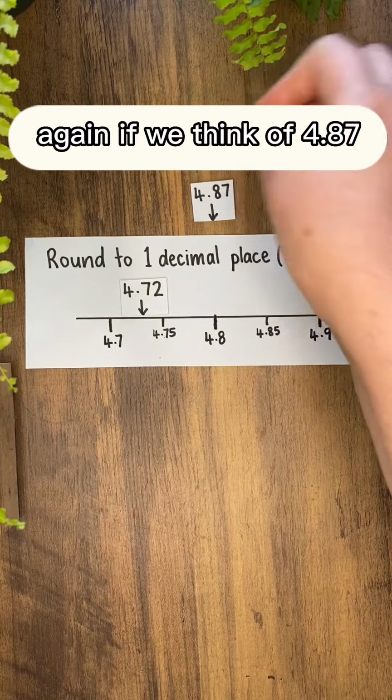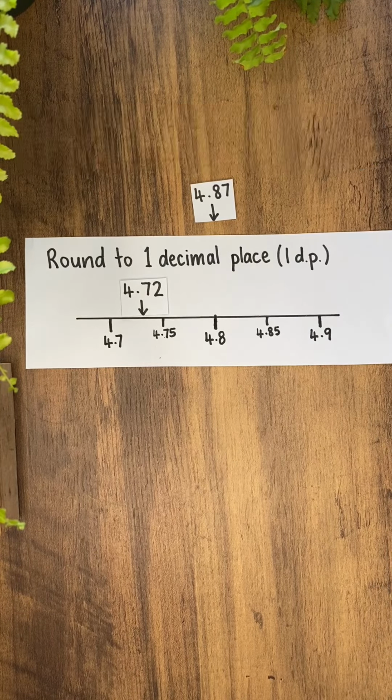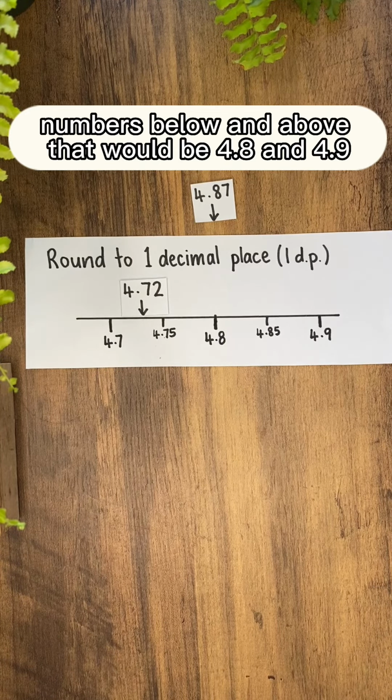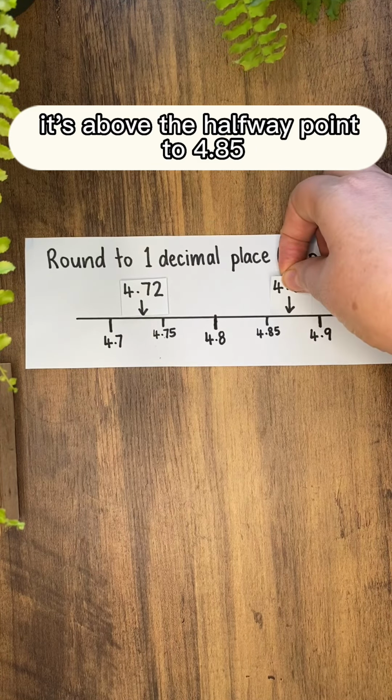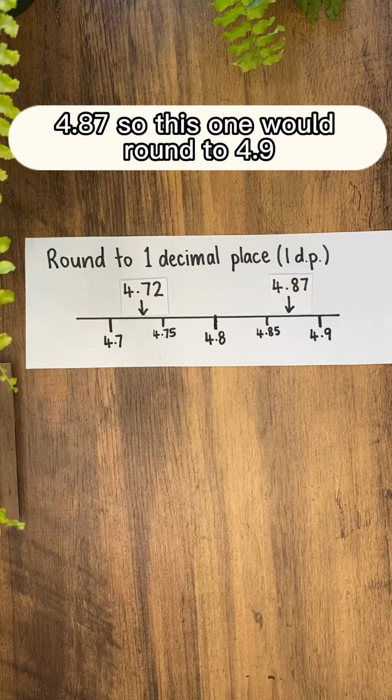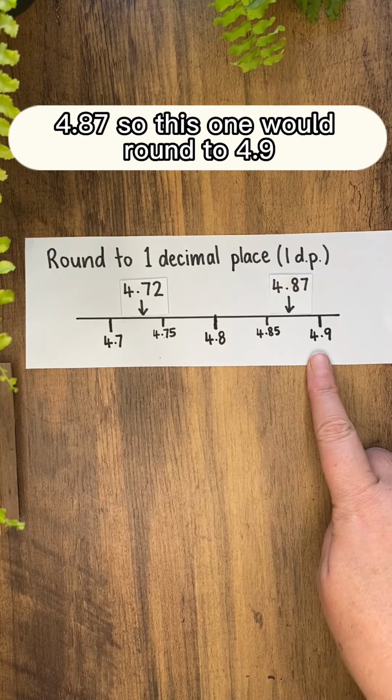Again, if we think of 4.87, the numbers below and above that would be 4.8 and 4.9. It's above the halfway point of 4.85, so this one would round to 4.9.